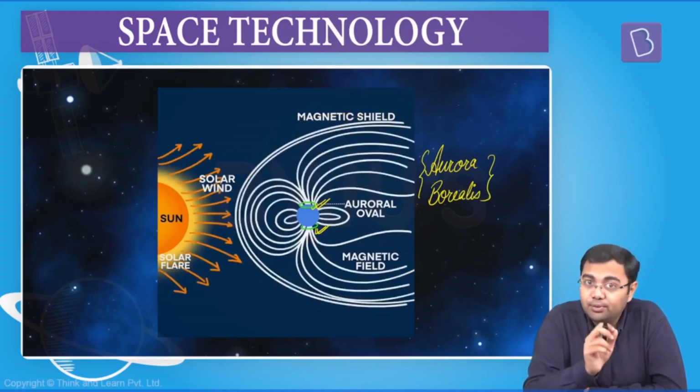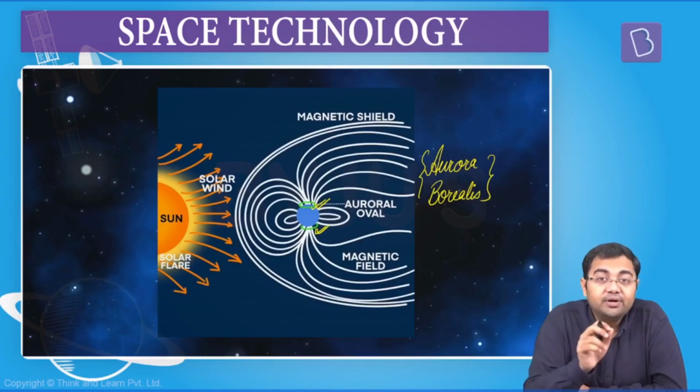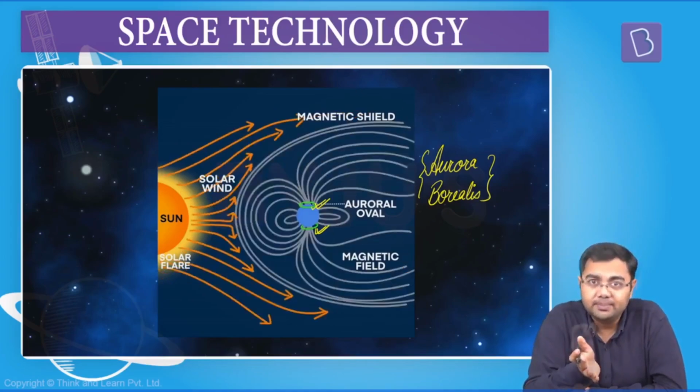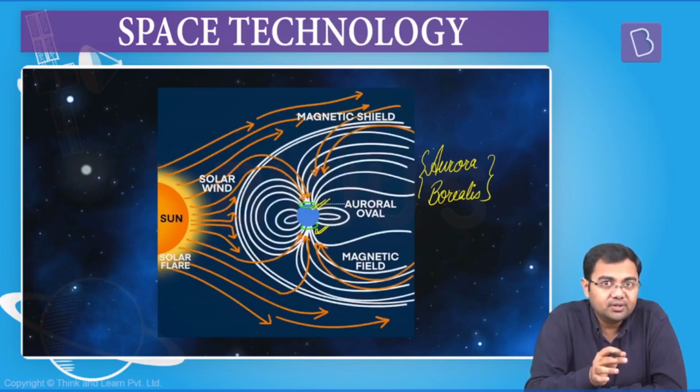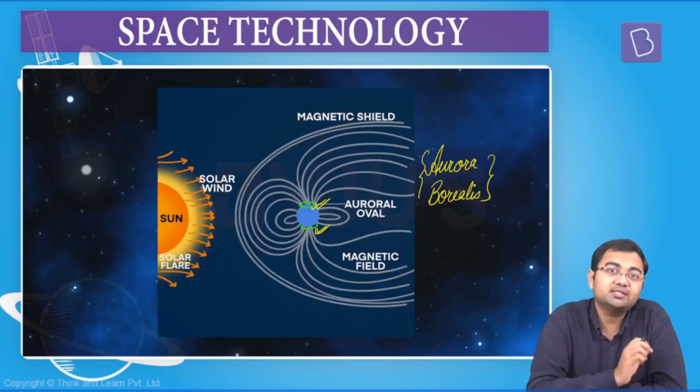But solar winds are uniform. Solar winds are originating from every point on the sun. So that's why solar winds have more problems associated with them as compared to solar flares when it comes to the earth.